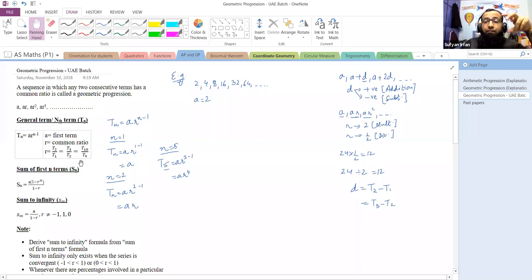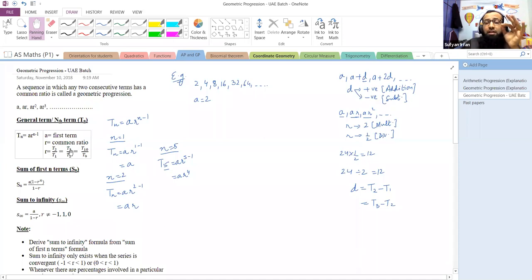But for that, we should be having two consecutive terms. We should be having the fifth or sixth term, or let's suppose we have the 10th or 11th term, or let's suppose we have the 50th and 51st term. If you have two consecutive terms, then we are going to divide them and we'll be getting the common ratio. So the common ratio can only be obtained when we have two consecutive terms, right?